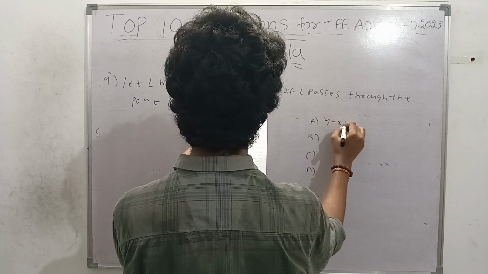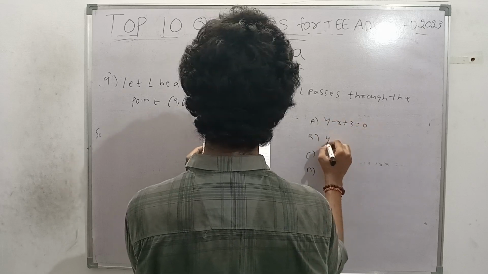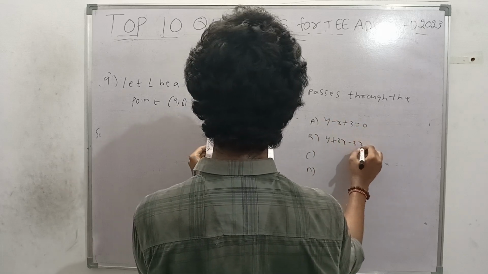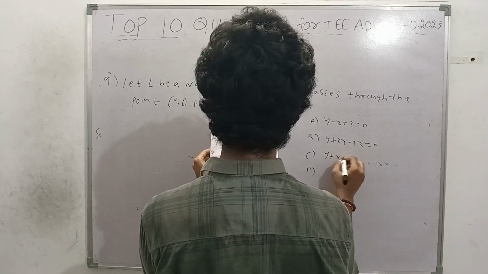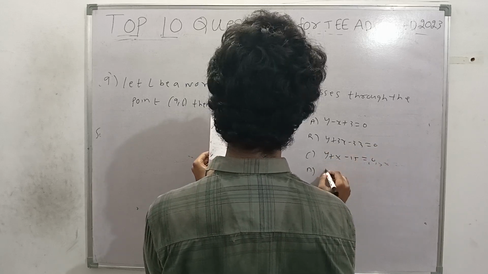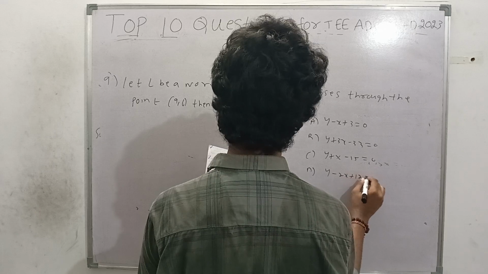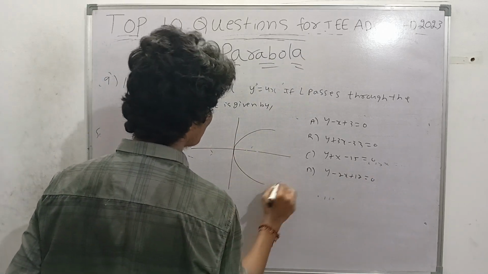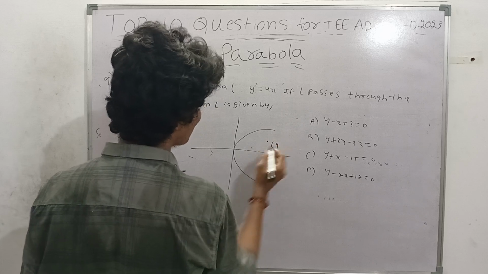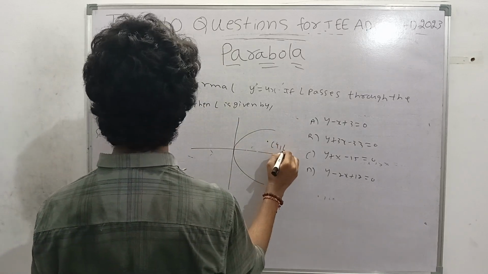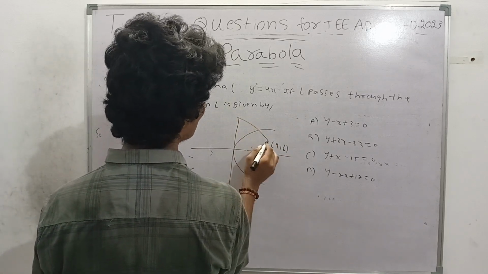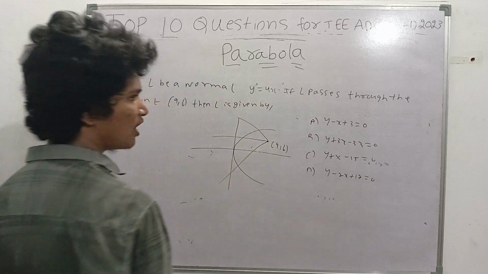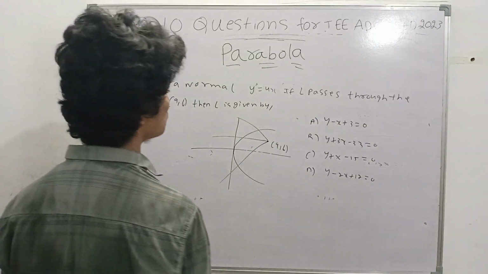Basically they are asking the normal equations. Here it will be y plus 3x minus 33 equal to 0. Here it will be y plus x minus 15 equal to 0. And here it will be y minus 2x plus 12 equal to 0. You already know for a parabola, if there is a point which is internal to the parabola, that is 9 comma 6, you can draw at most 3 normals to the given parabola.